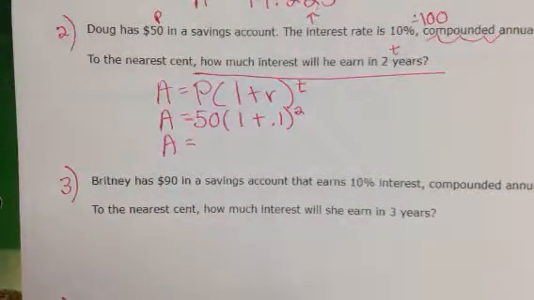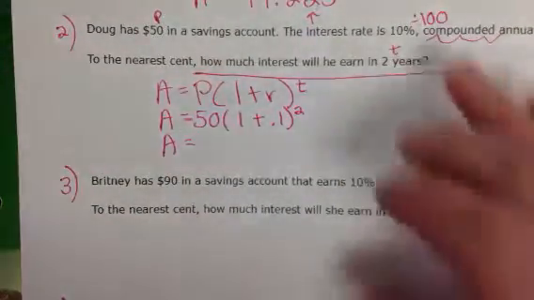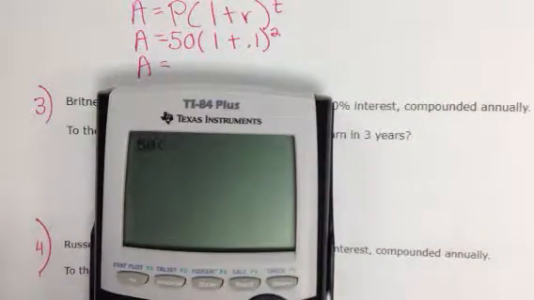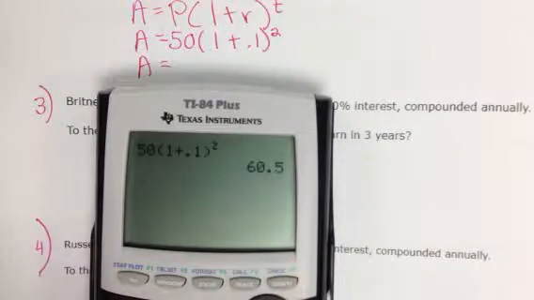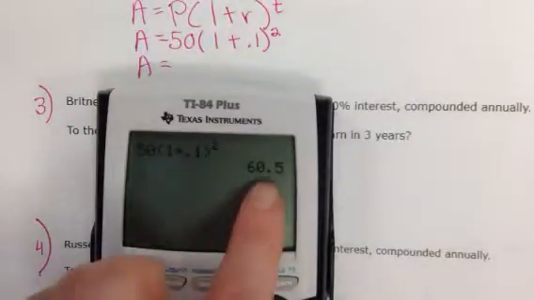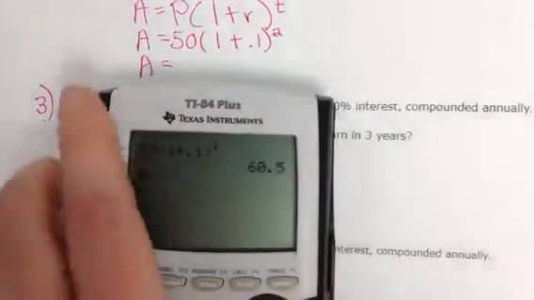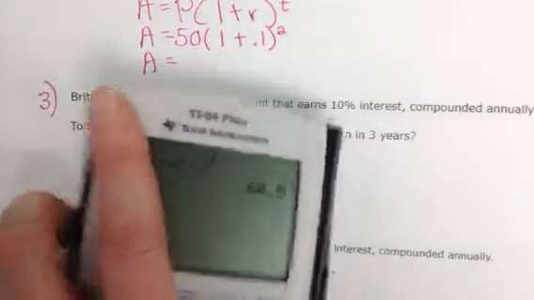Okay, punch yours in. 50 times 1 plus 1/10 close squared. Enter. Okay, I got $60.50 if I want it to look like money, not 60.5, $60.50.